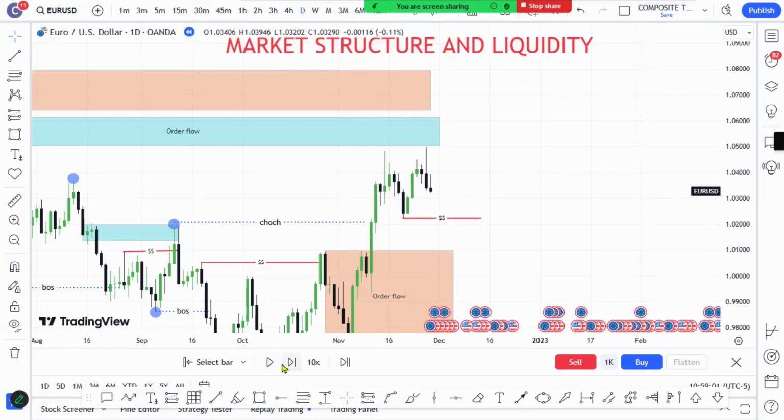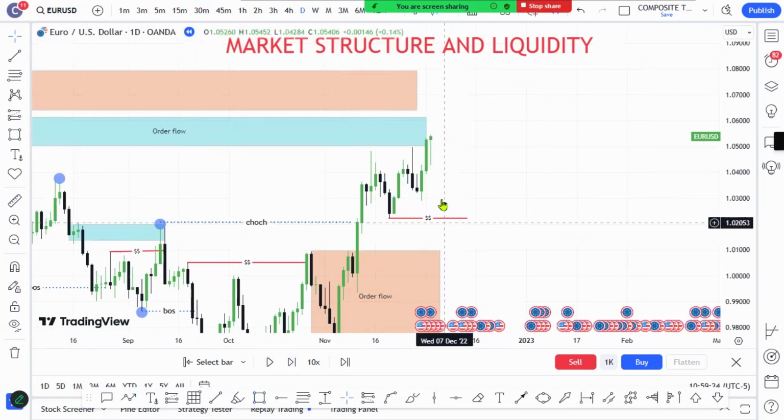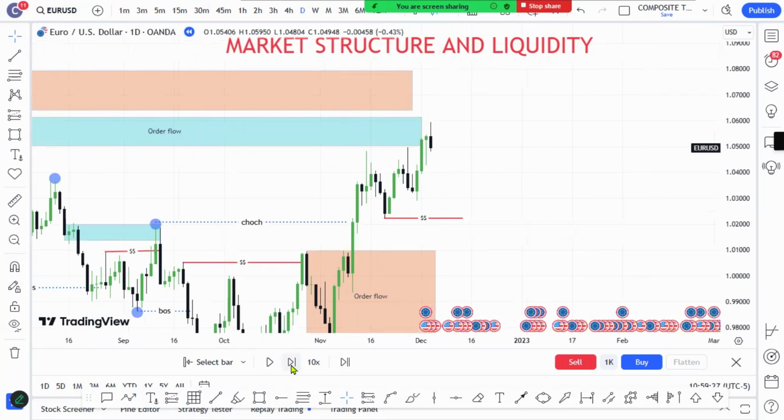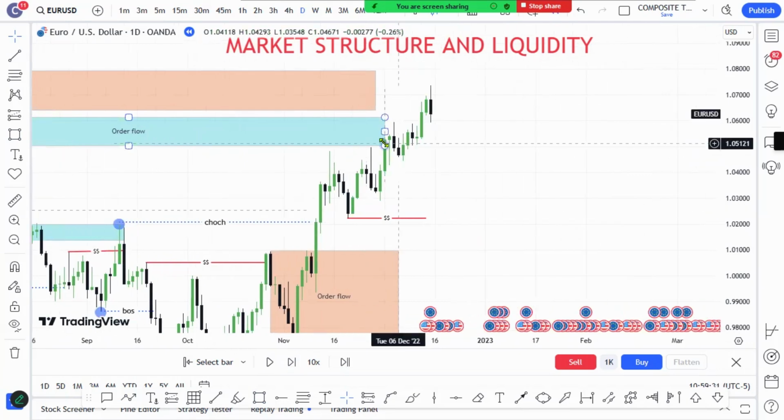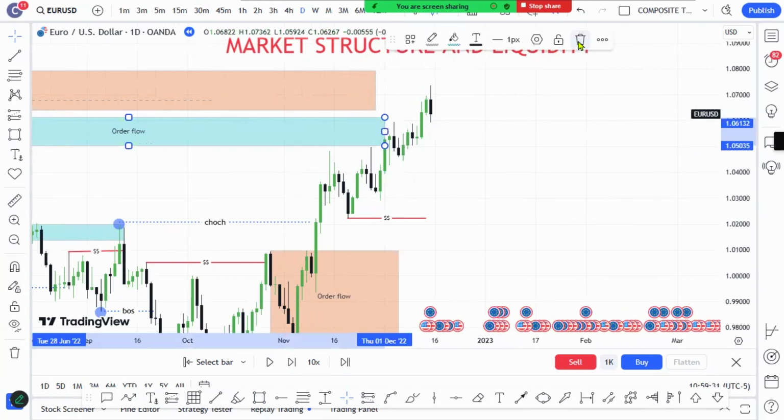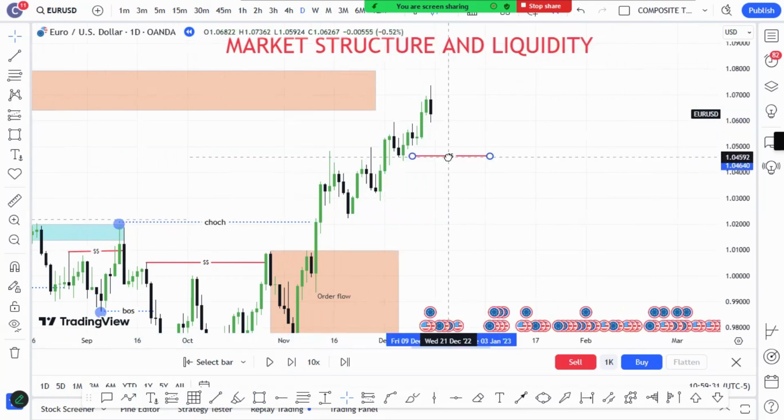So let's see what we get here. Price mitigates the level. Look at that. The first trap, can you see? It reacts as if it's going to go down and goes higher to the next level. So this one becomes a failed level. And look at this.